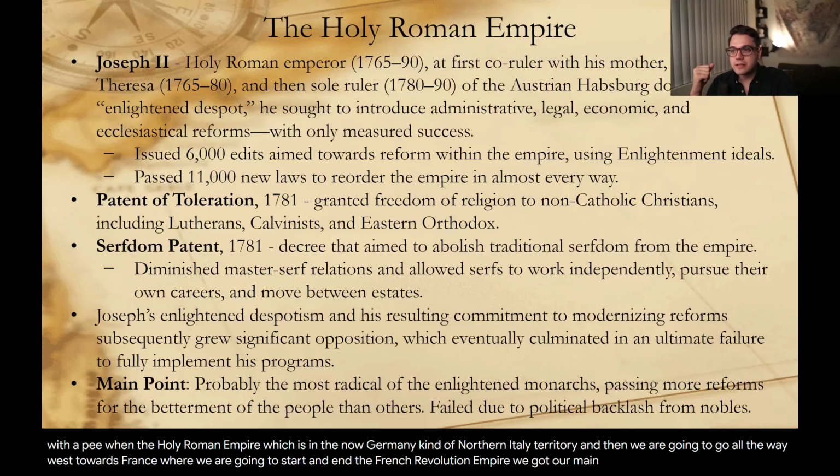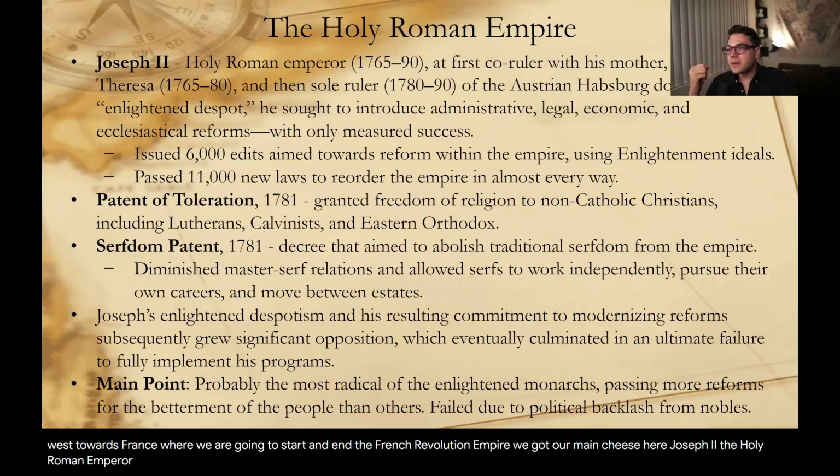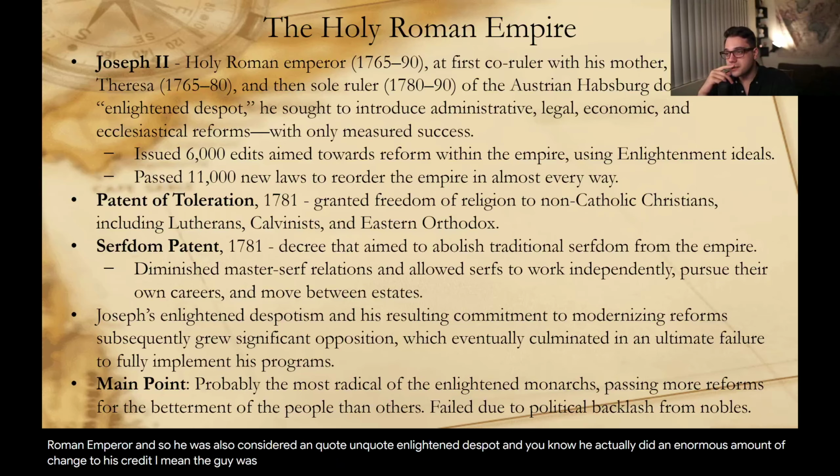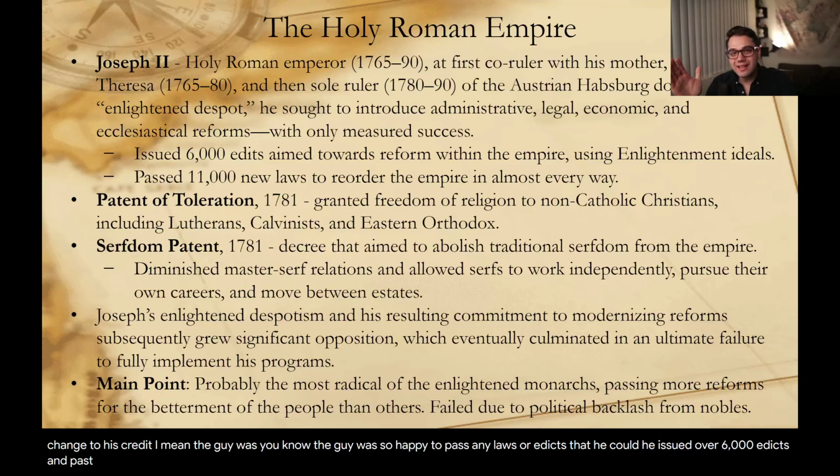we got our main cheese here, Joseph II, the Holy Roman Emperor. And so he was also considered a quote-unquote enlightened despot. And he actually did an enormous amount of change. To his credit, the guy was so happy to pass any laws or edicts that he could. He issued over 6,000 edicts and passed over 11,000 new laws because he needed to reorganize the entirety of the empire as best as he could.